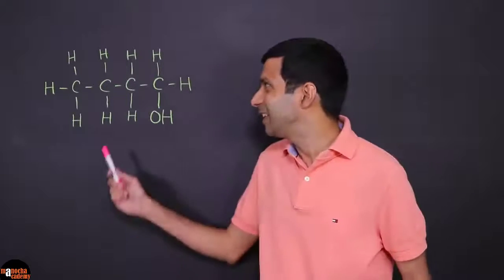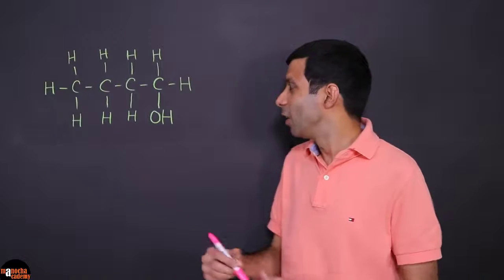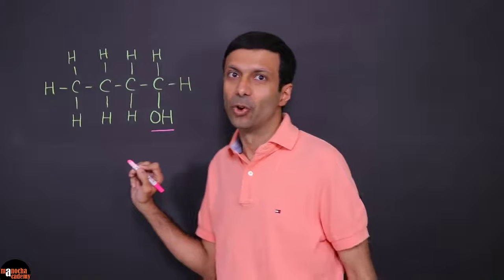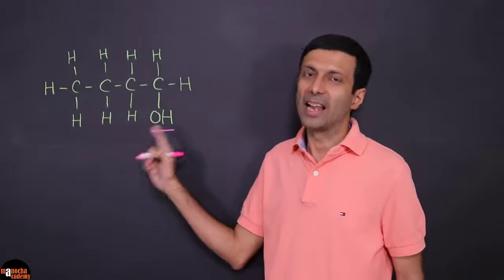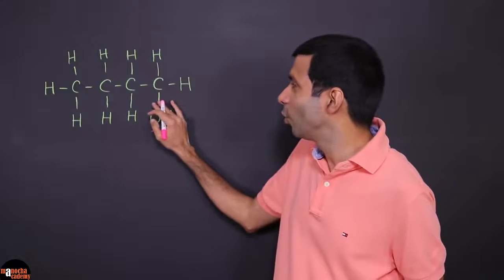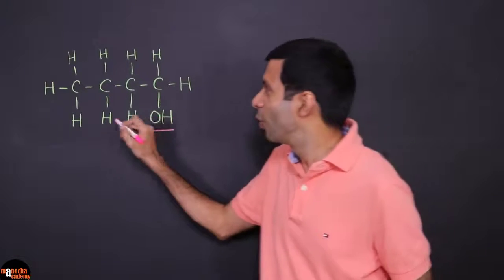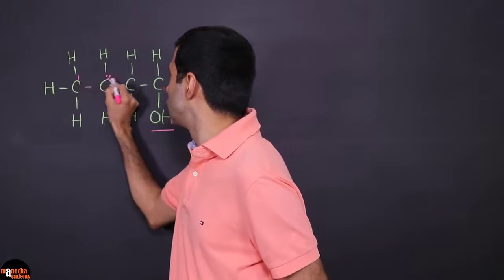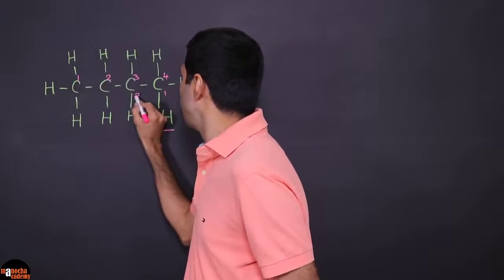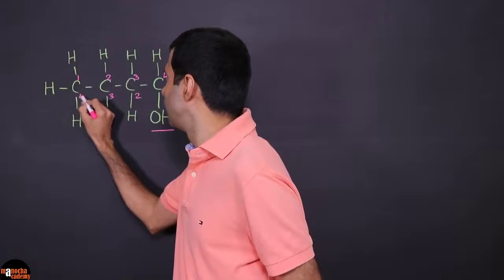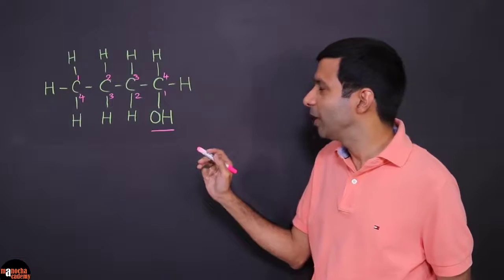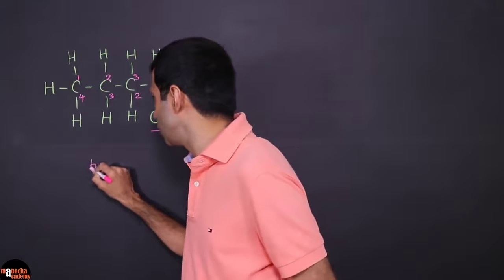All right, let's name this guy now. Now what's interesting here is there's the OH functional group. So this is an alcohol. But again, to simplify things, we are going to ignore OH and look at the longest carbon chain here. So let's number it here, forward and backwards. So there are 4 carbons. So basically the name is going to start with but.